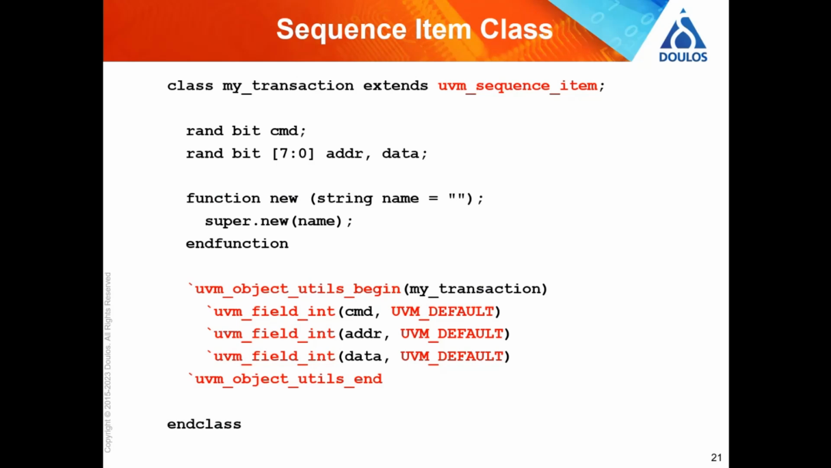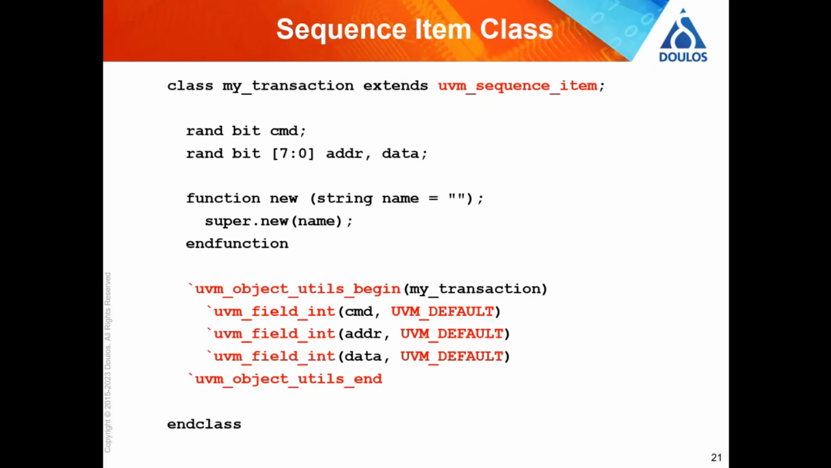So apologies. The first thing we need is a transaction. I explained what a transaction was in my talk this morning, but very quickly, if you don't know, it's an abstract representation of a thing that your design under test can do. So a memory write, a memory read, a CPU instruction, something like that.